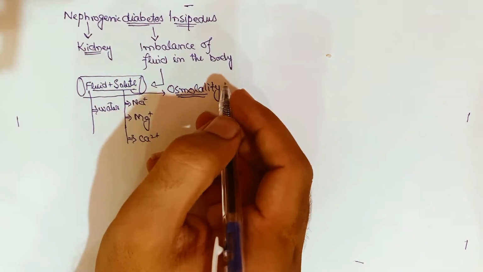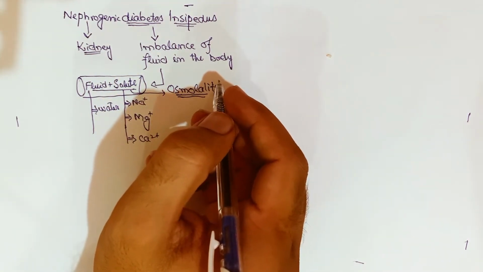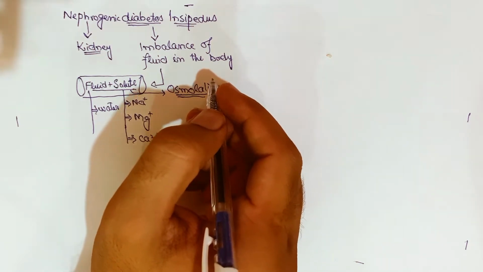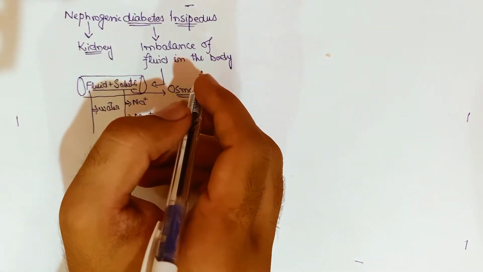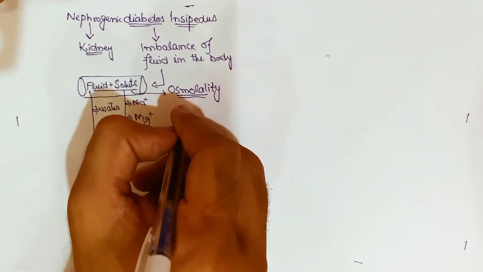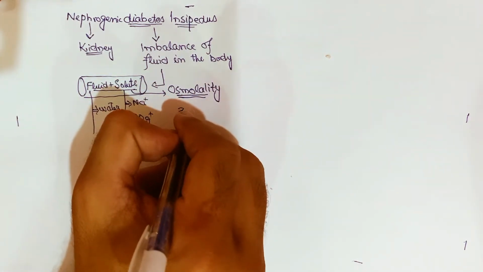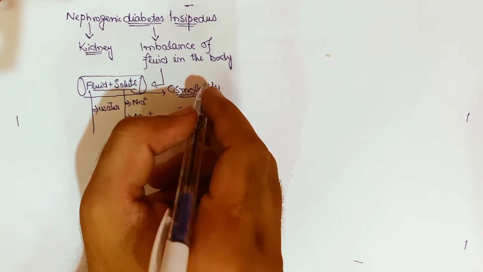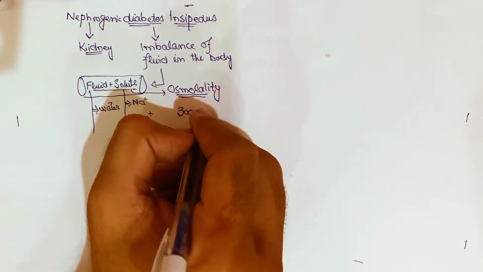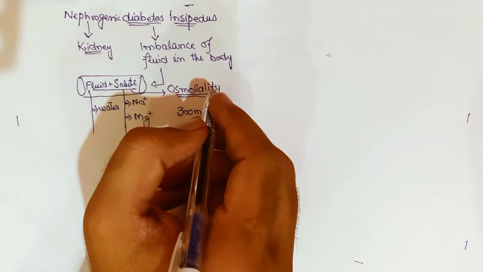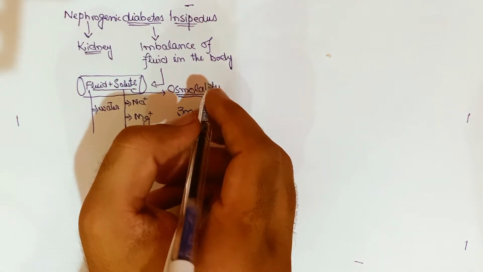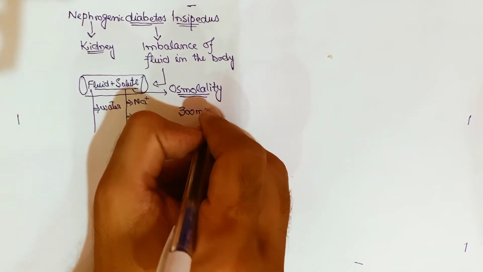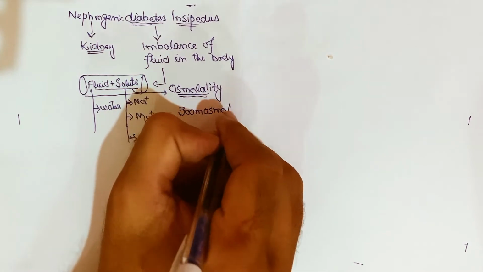And the normal osmolality of these fluids in the blood is around 300 milliosmol per liter.